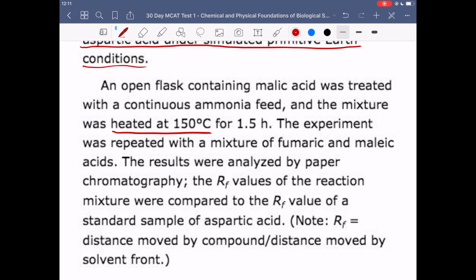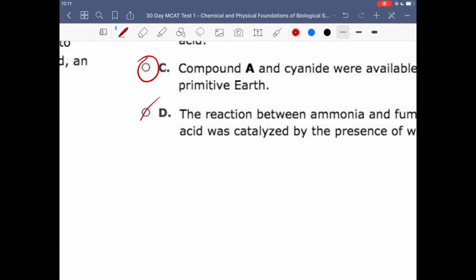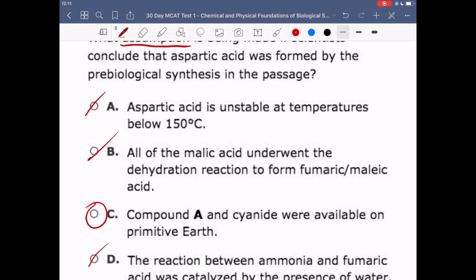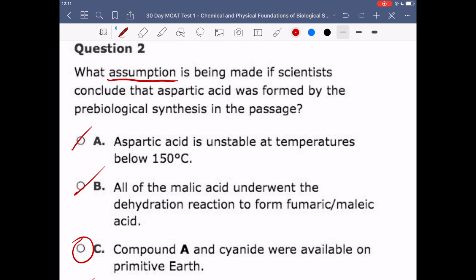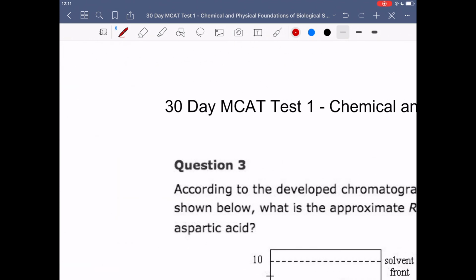There's nothing given about catalytic acid anywhere really in this passage, so that assumption, that option doesn't really make any sense, so we can remove it. So C is the correct answer for question 2.